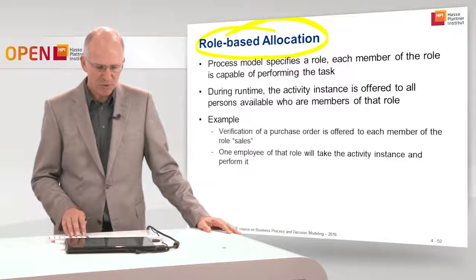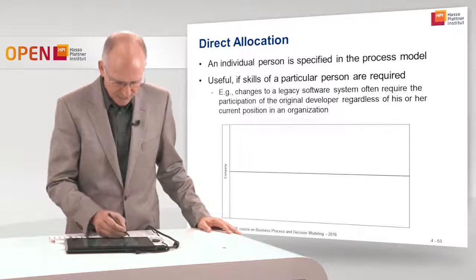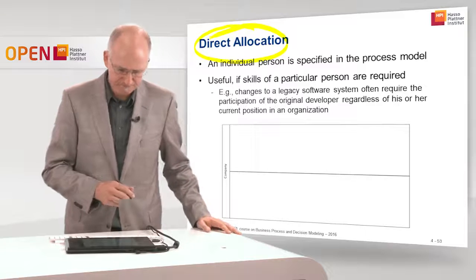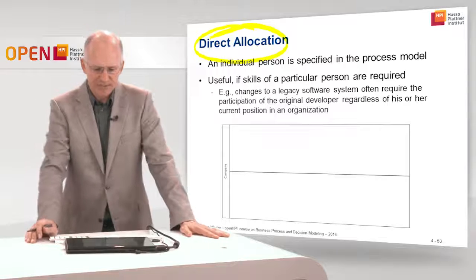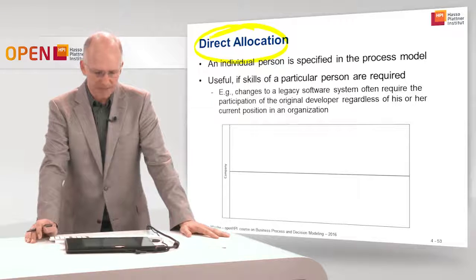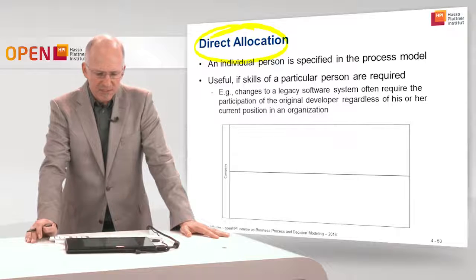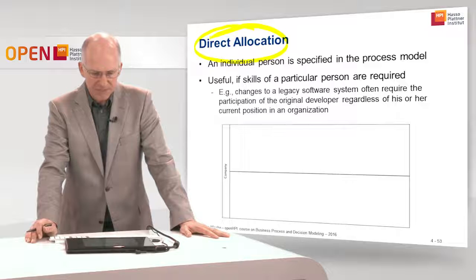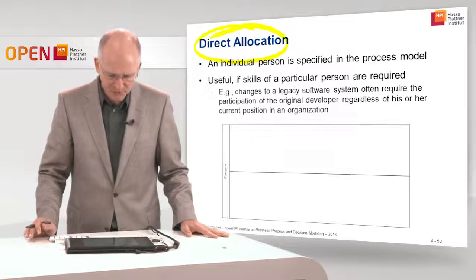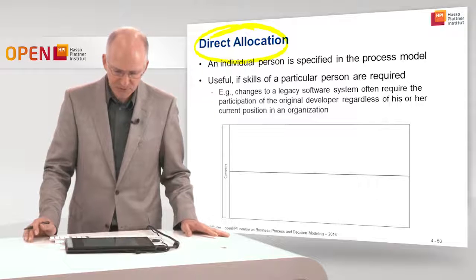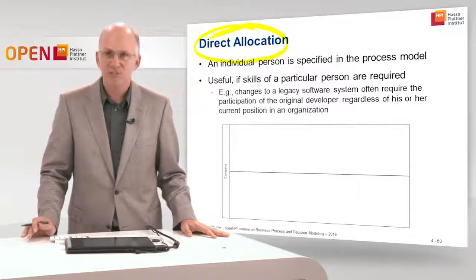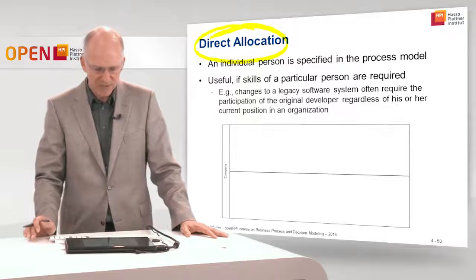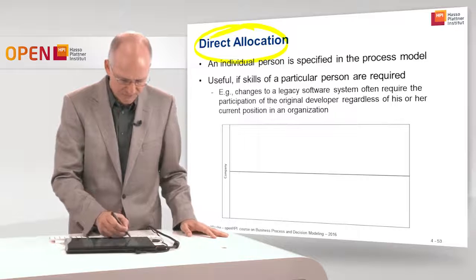Okay, that was the first one, role-based allocation. Now we have direct allocation. Direct allocation means that an individual person is specified in the process model already. That is useful if skills of a particular person are required. For instance, and we have a nice example here, changes to a legacy software system often require the participation of the original developer, of the original software architect, regardless of his or her current position in an organization.